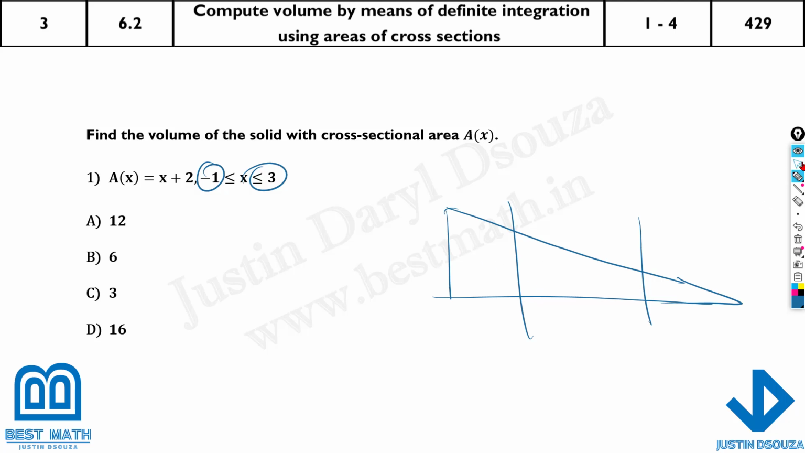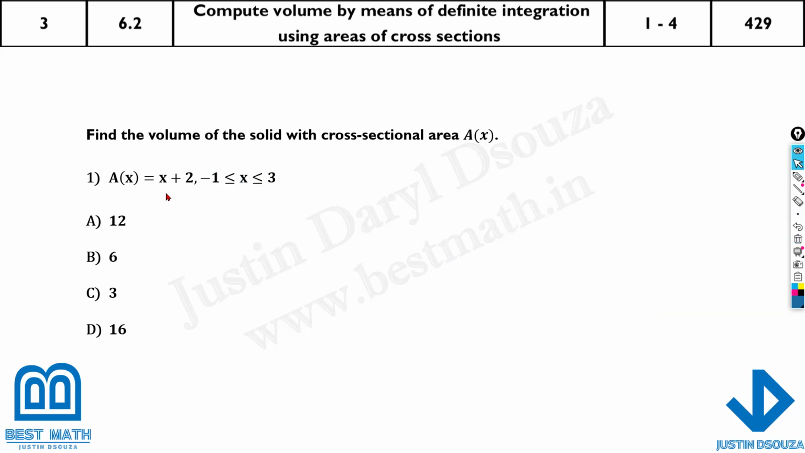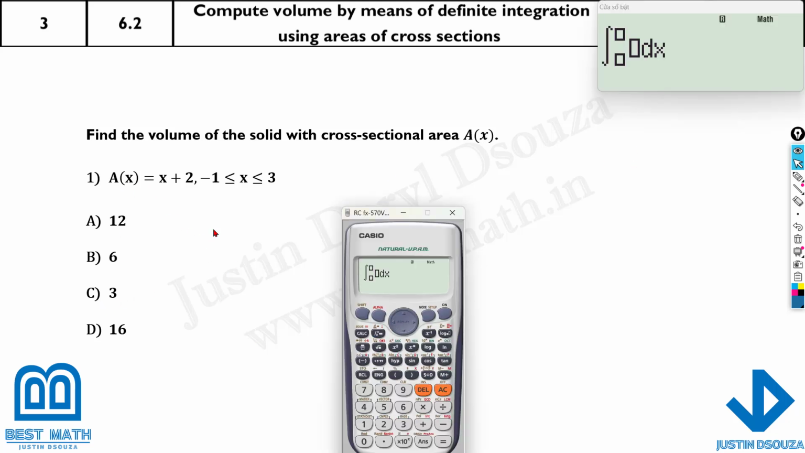And all the problems they give you the area equation will also be given. So it's very straightforward. It's options. All you need is a calculator here. All you do is integral from x plus 2. The limit is -1. The smaller value is always down and the bigger value is up. The answer is 12. It's A.